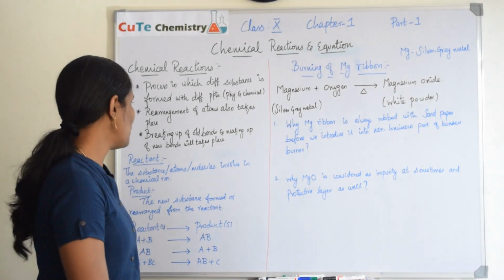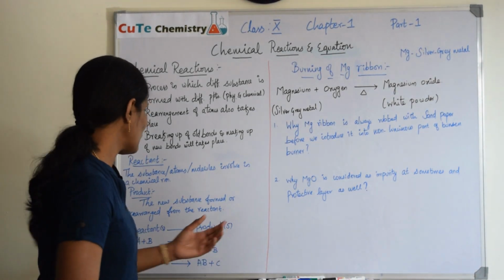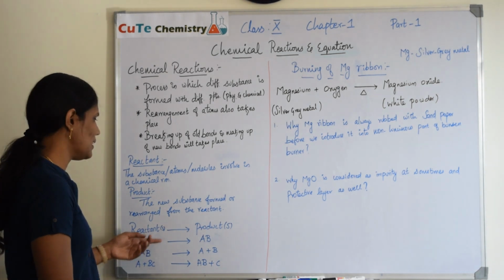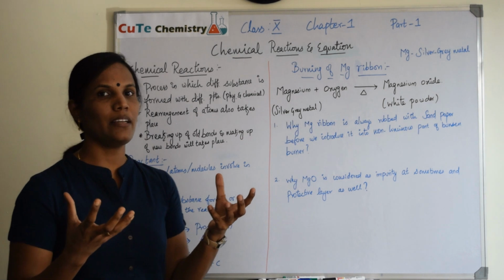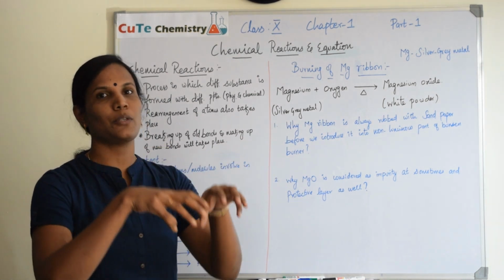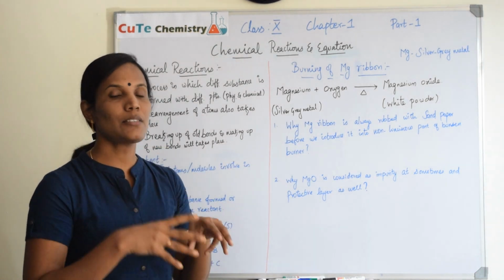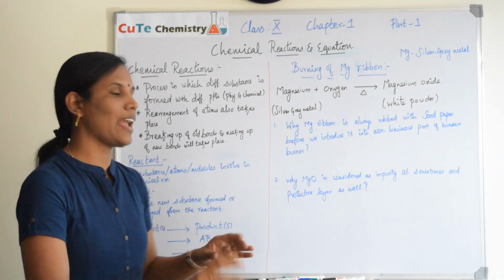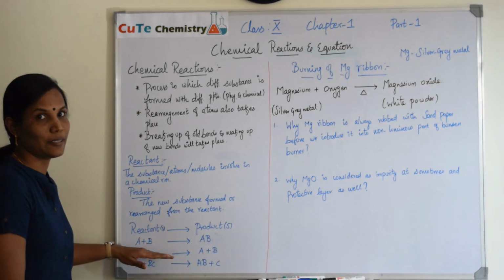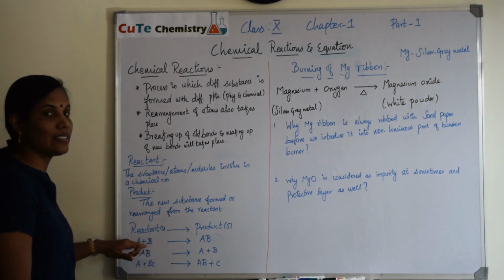Now let's see what is there in a reaction. Let us take this example: A plus B gives AB. I am taking A and B, two different components, and putting them together. They will undergo a chemical reaction. The one which undergoes the chemical reaction is called the reactant. So here A and B are the reactants.